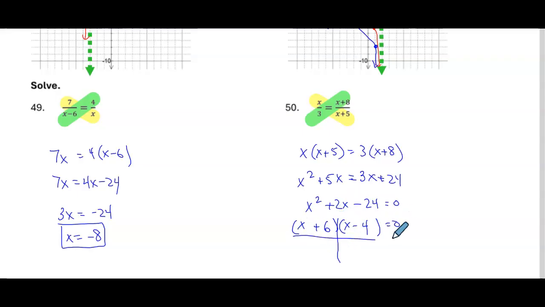Do a quick solving chart here. X plus 6 equals 0, so x equals negative 6. X minus 4 equals 0, so x equals 4. Did I divide by 0 anywhere? No. So neither one of those numbers is going to create a 0, so x is equal to negative 6 and positive 4.